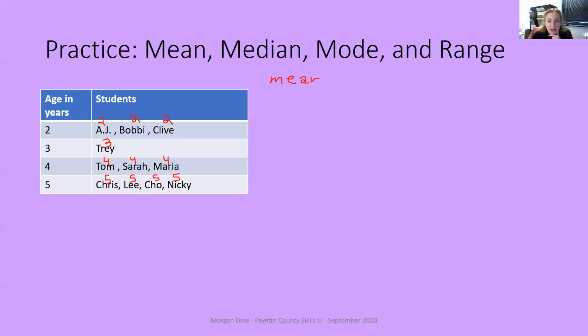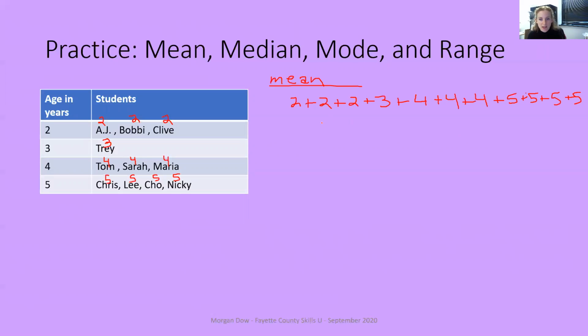So we are going to add up the ages of all of the students. So 2 plus 2 plus 2 plus 3 plus 4 plus 4 plus 4 plus 5 plus 5 plus 5 plus 5. Now you could take a little shortcut there and you could multiply. So you could say 3 times 2 plus 3 plus 3 times 4 plus 4 times 5. But if you want to take it slow, you can just add up each individual number.